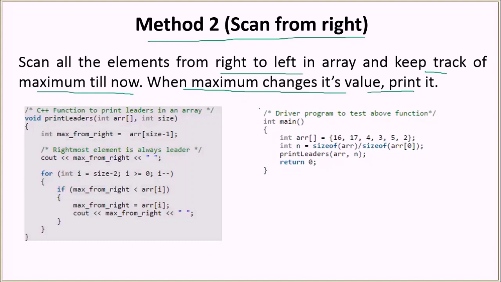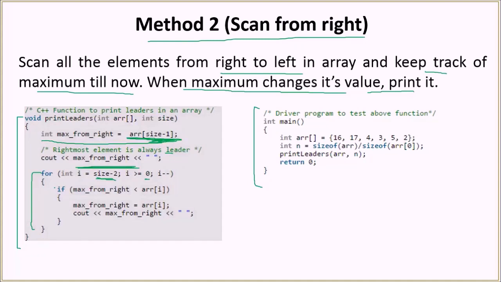We have the same driver function here, but the printLeaders function will have the changed algorithm. We first initialize the max from right value with the rightmost element, that will be array of size minus 1 in this case. As the rightmost element is always the leader, we print that element first of all. After we are done with this, we run a loop from size minus 2. Note that the element at size minus 1 has already been processed. So we start from size minus 2 till the 0th index.